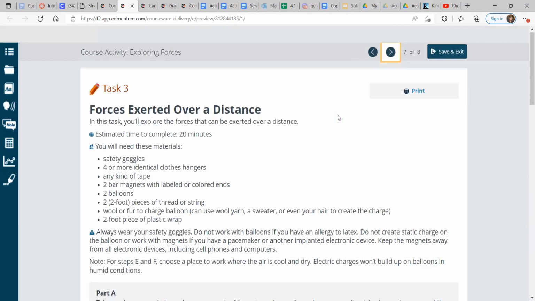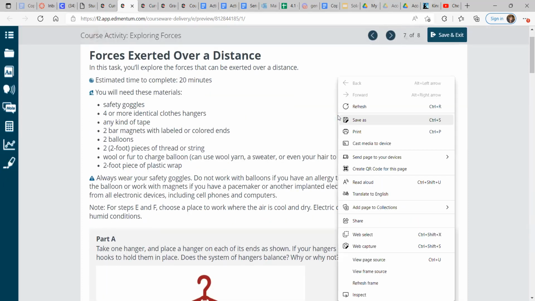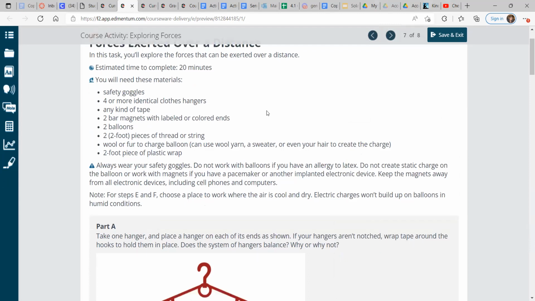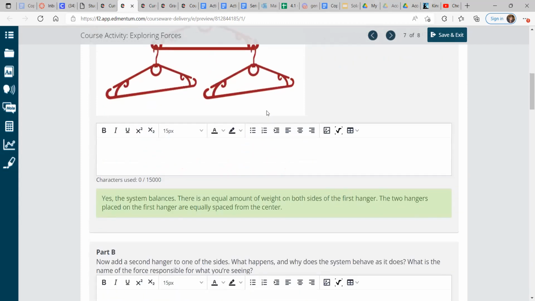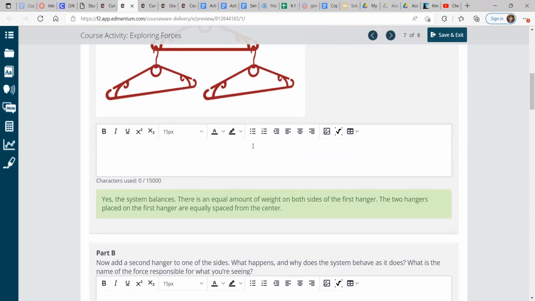And then lastly, we have forces exerted over a distance. And this one's about hangers. Take one hanger, place a hanger on each of its ends like this. If your hangers aren't notched, wrap tape around the hooks to hold them in place. Does the system of hangers balance? Why or why not? So this system does balance. There's an equal amount of weight on both sides, and the two hangers placed on the first hanger are equally spaced from the center.